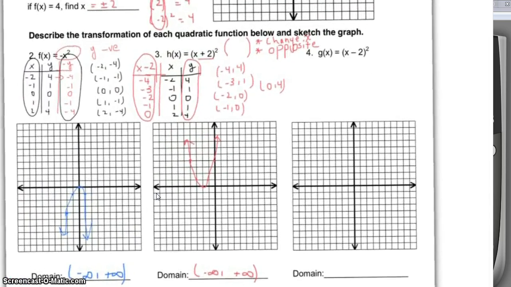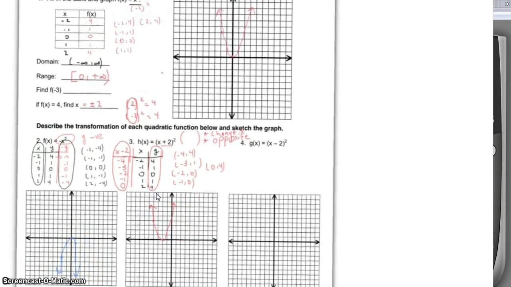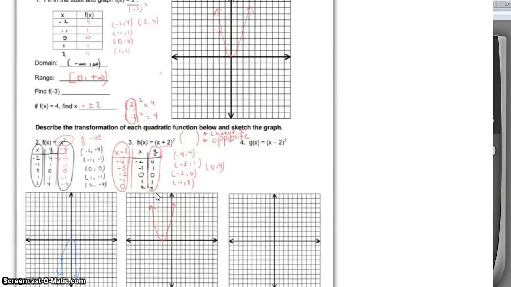Every time you see a negative over here, it means that the graph is going to be reflected across the x-axis, as you can see. Now compare this function to this function. As you can see, it's flipped. So there's a reflection across the x-axis. Compare this to this. It's shifted 2 steps to the left.